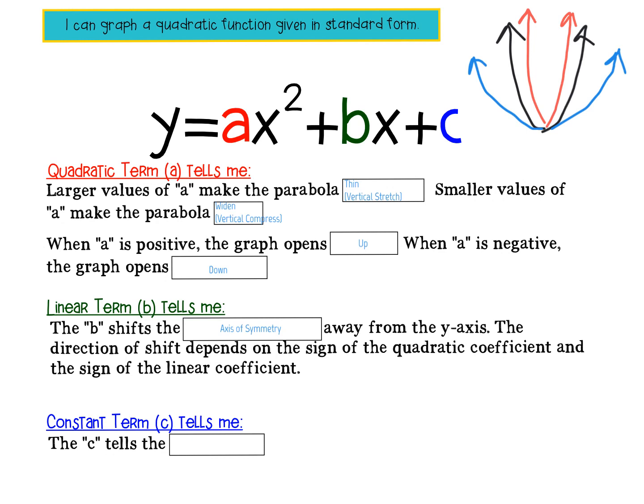And then the c just tells me my y-intercept, because the y-intercept is when x is 0. So if x were 0 here, that's 0. And if x were 0 here, this is 0. And so whatever is left on the end is going to tell me what y is when x is 0, because those will cancel out. So that constant term in a quadratic is nice and easy, and it tells me the y-intercept.